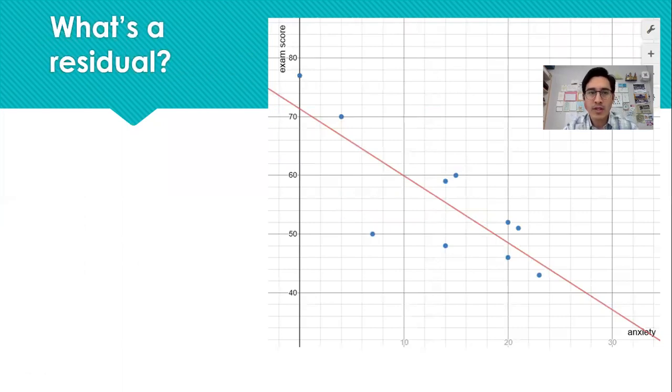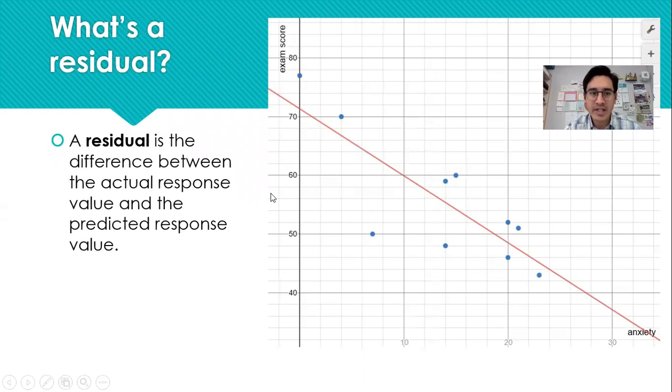All right, so let's start with what is a residual? So here I have a scatter plot of some data that we used in a previous video. The explanatory variable is anxiety level, and the response variable is exam score. This data has a pretty moderate negative linear pattern to it. There's a negative association between the two variables. A residual is the difference between an actual response value and the predicted response value from the model.